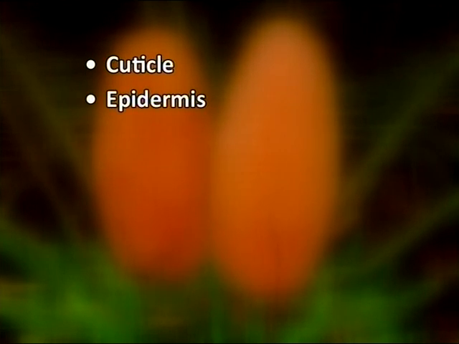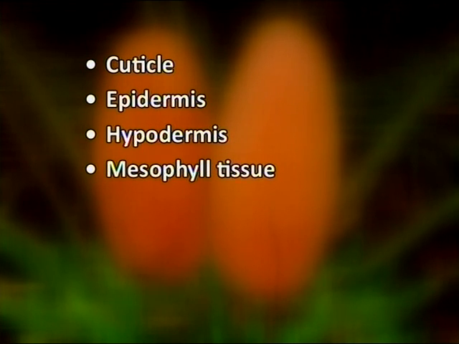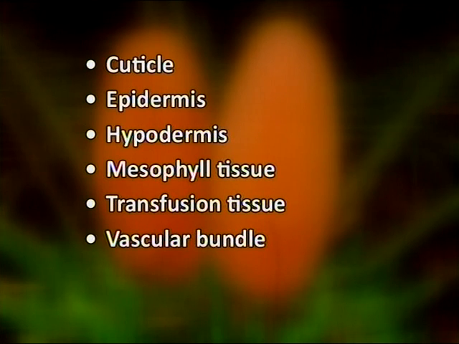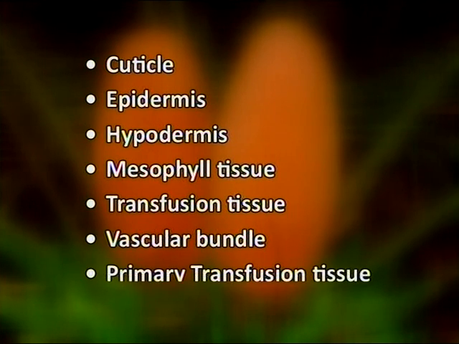A vertical section of the leaflet in the region of the midrib shows the following tissues. Number 1, cuticle. Number 2, epidermis. Number 3, hypodermis. Number 4, mesophyll tissue. Number 5, transfusion tissue. Number 6, vascular bundle. Number 7, primary transfusion tissue. Now, we will discuss them one by one.